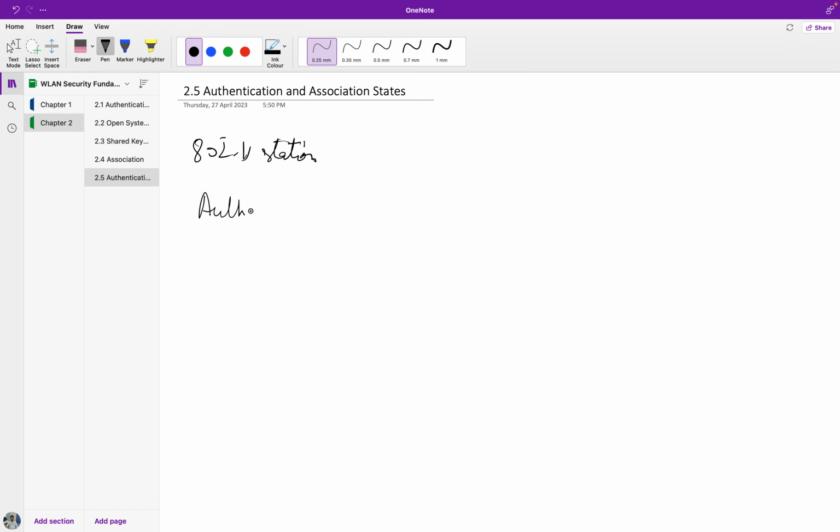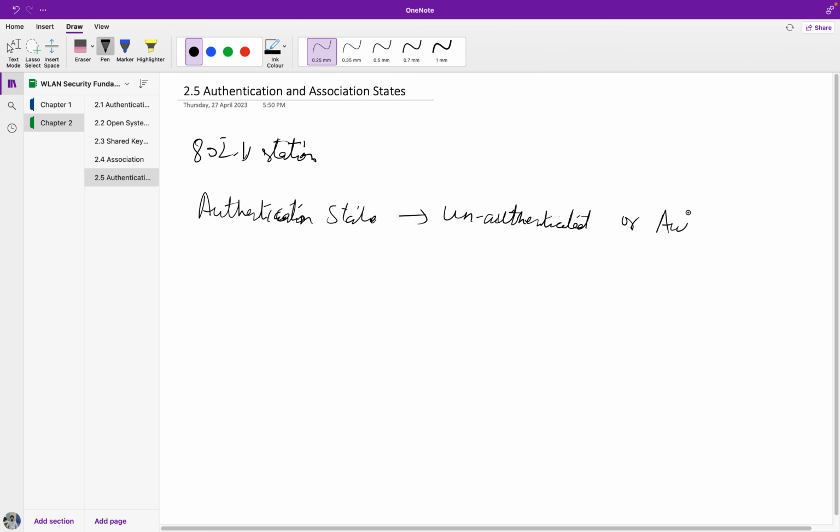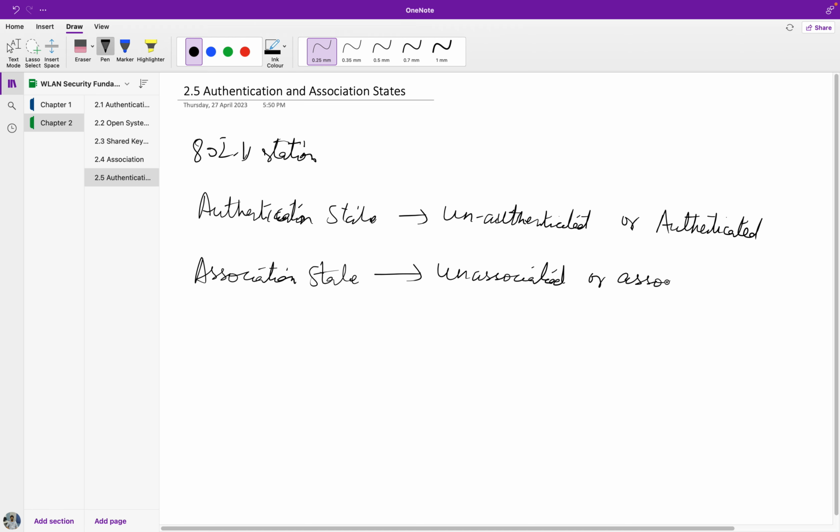So we have an authentication state, which can be tracked as unauthenticated, and the next state is authenticated, right? It's pretty common sense here. And association state can be unassociated or associated, right? Again, common sense.